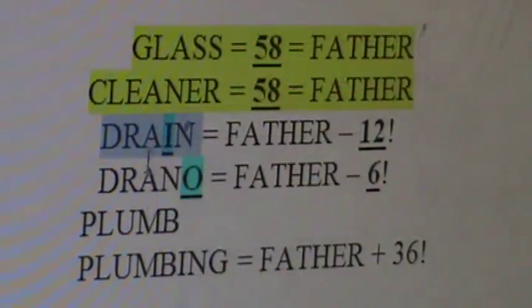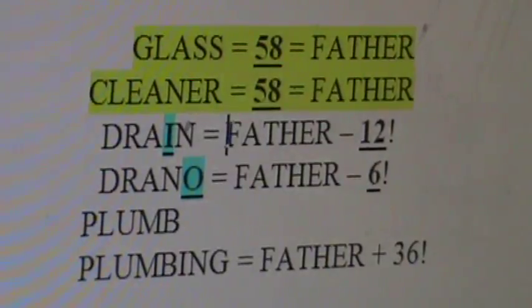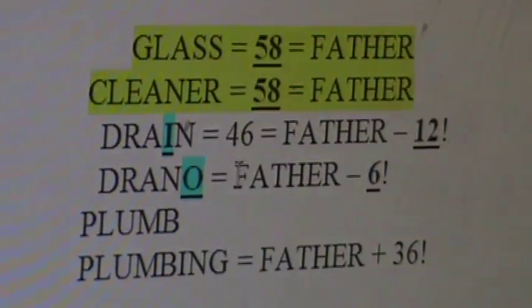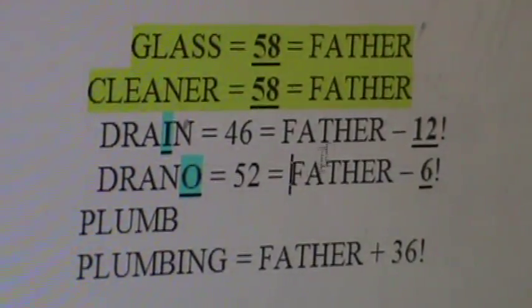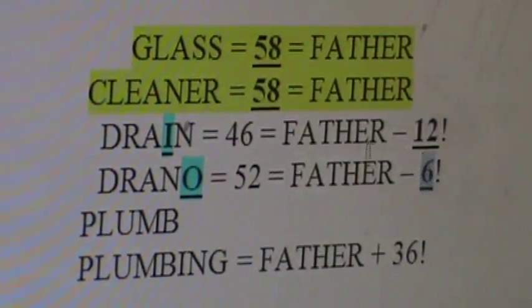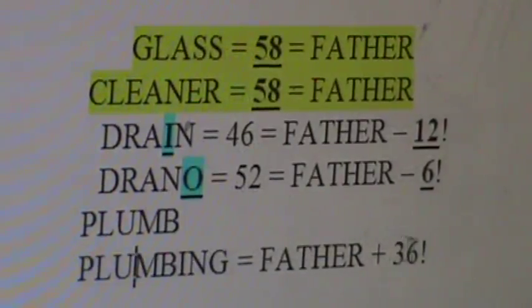So a drain went from 46 to 52 in the name of the Father, yielding an offset of minus 12 and minus 6 respectively. So the Trinity is glorified well. So you put Drano in your drain to the glory of the Father, which is called plumbing to some degree, and there you go. Okay, so we solved Drano.